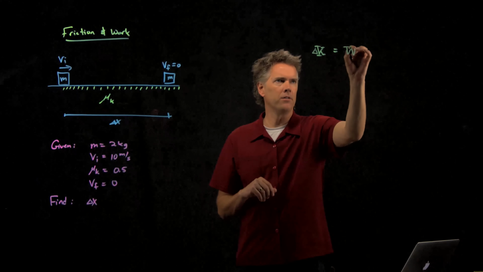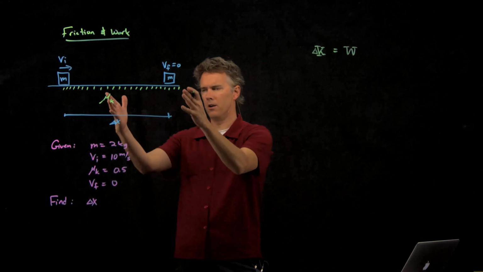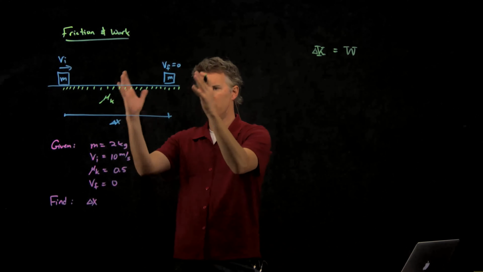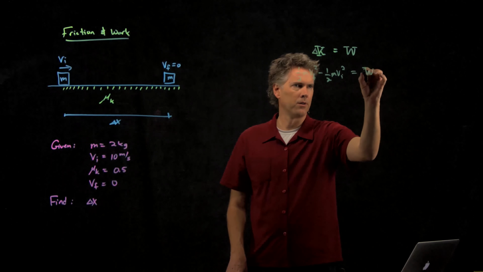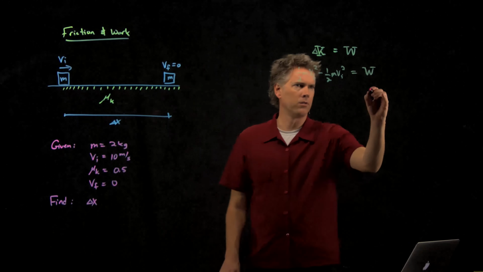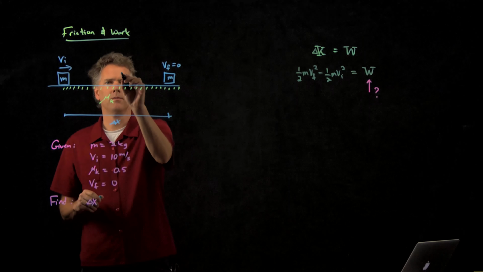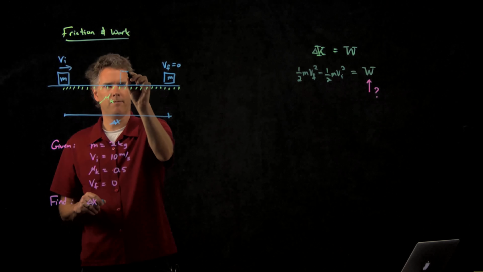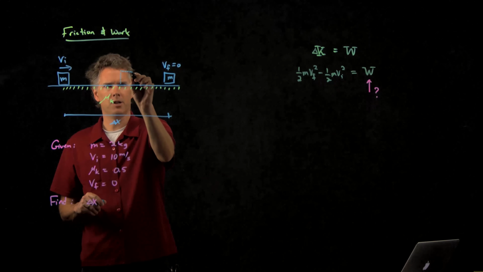It equals work, right? This is the work kinetic energy theorem. If I'm going to do work on the box, I can change its kinetic energy. We know what changing kinetic energy is. It's just 1/2 m Vf squared minus 1/2 m Vi squared. What about work? What do I do with this? What is doing the work on the box as it slides? Yeah, friction due to that coefficient, mu k.